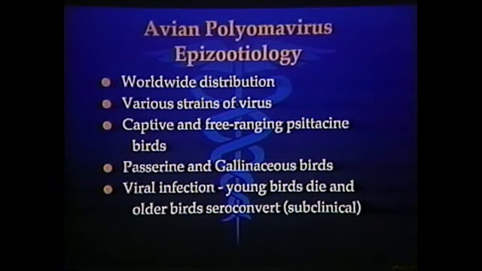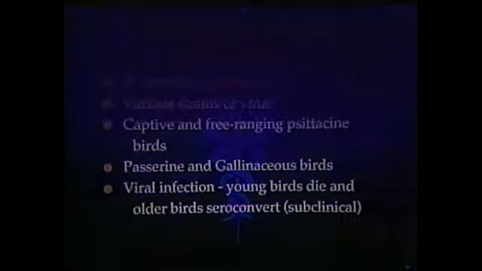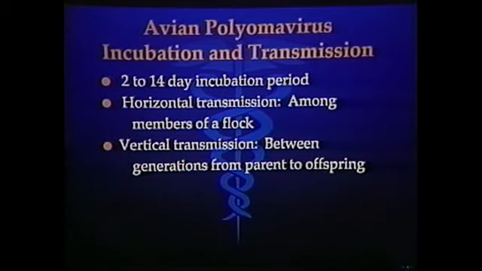as gallinaceous birds. In viral infection of young birds, these individuals frequently die, while older birds may seroconvert and remain subclinical. Avian polyomavirus has a short incubation period ranging from 2 days to 2 weeks. It is generally transmitted in a horizontal manner among members of a flock where actively infected birds are shedding virus in the feces. Vertical transmission also may occur between generations as the virus is passed from the parent to offspring via egg.